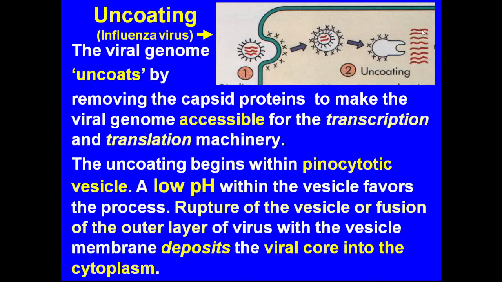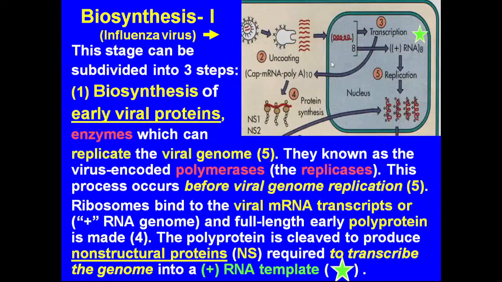Then, when the proteins are removed from outside the nucleic acids of the viral genome, it makes the genome accessible for the transcription and translation machinery. Usually the low pH in the endosomal vesicle, lowering of the pH, is mediated by the M protein, for example, in the influenza virus. Then we have a stage of biosynthesis, my dears.